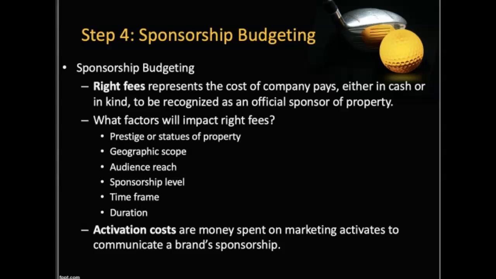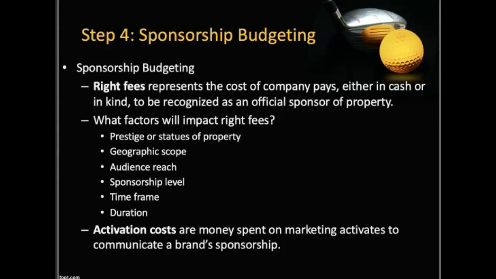So we have to prepare a budget in 2 areas. One is how much money we have to pay for the sports sponsorship. The second thing is we have to consider the activation costs. So in addition to just sponsoring this event, we also need to prepare the money that we can use to activate these sports sponsorships.